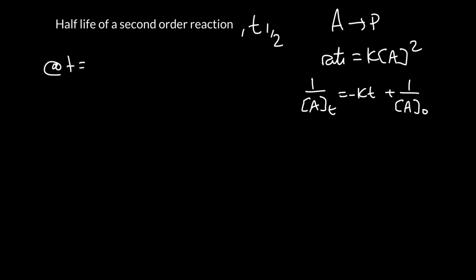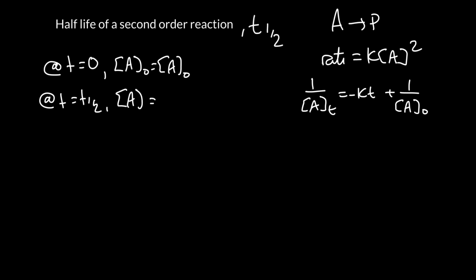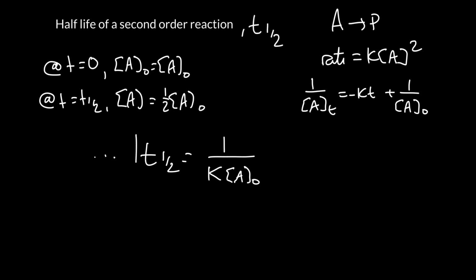We're going to say at time equals 0, the concentration that you start with, we're just going to call A sub 0. And at the half-life, the concentration at that time is equal to 1/2 of what you started with. You should be able to go ahead and do the math here. I'm not going to do it for you, but the half-life is then equal to 1 over K times the original concentration.